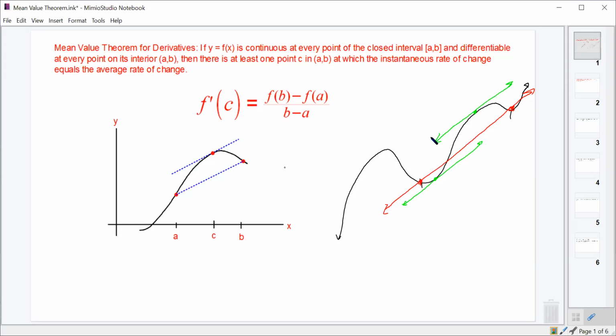So that's the basic idea of the theorem. Right? And this is our instantaneous rate of change. That's our f prime, that's our derivative. And then here is our average rate of change. It's just our slope, right? F of b minus f of a over b minus a.